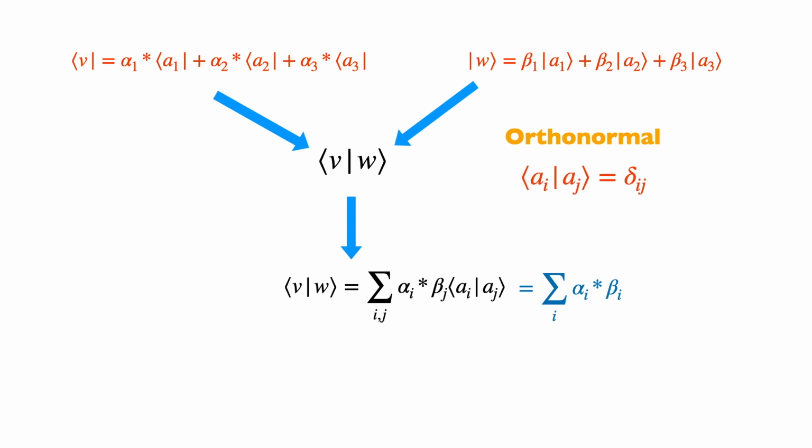Now we can see that as long as the inner products between basis elements are defined, we will be able to evaluate the inner products between all state vectors. So the dual of a basis element is essentially defined through its inner product with the basis vectors.